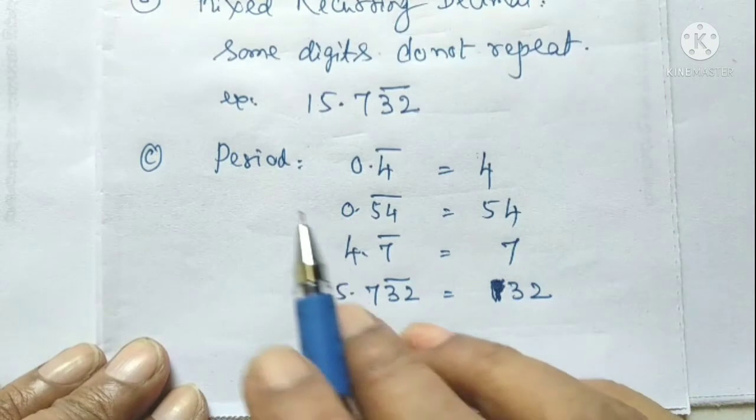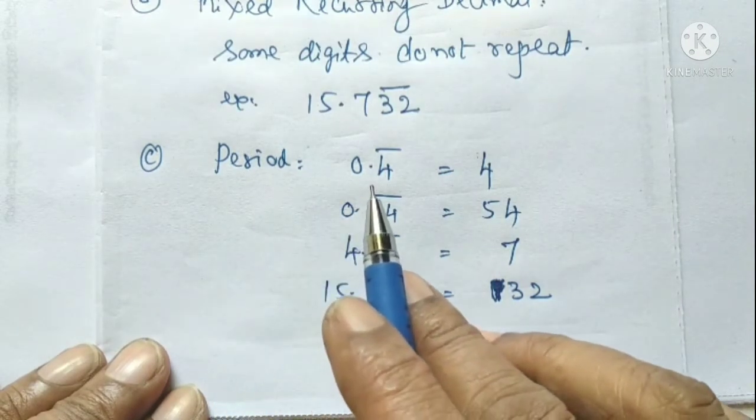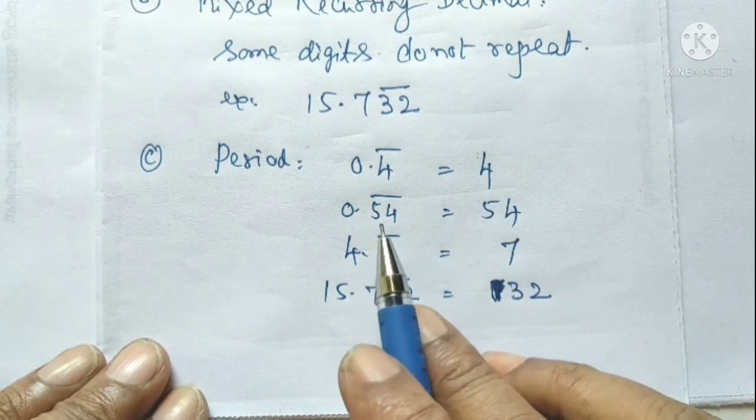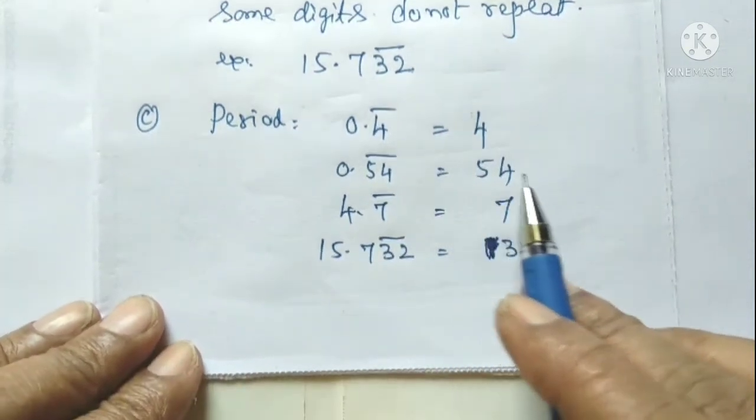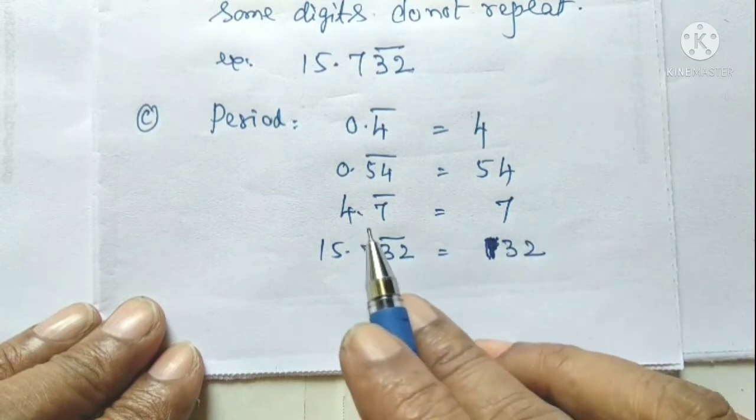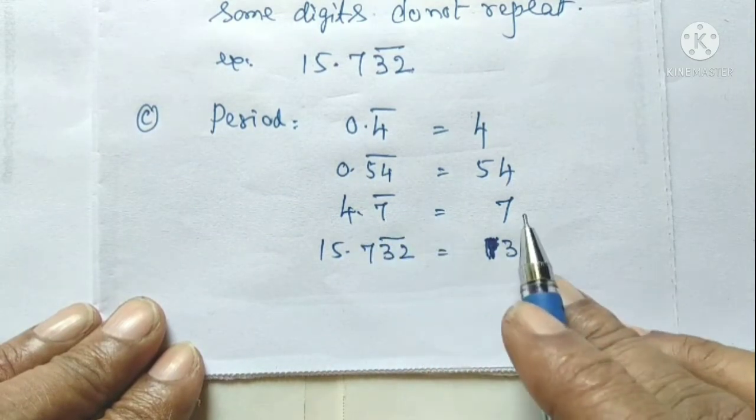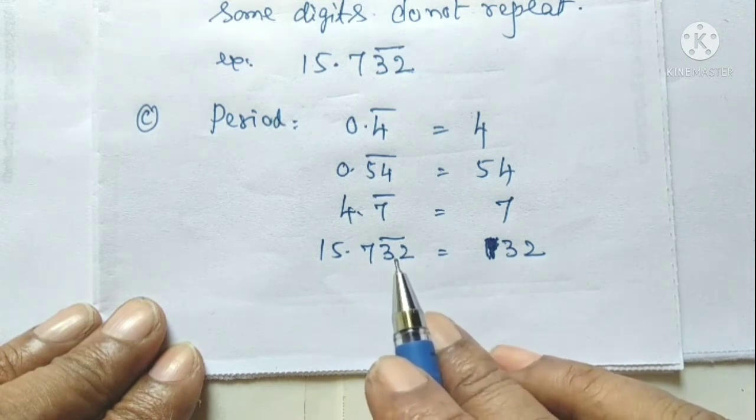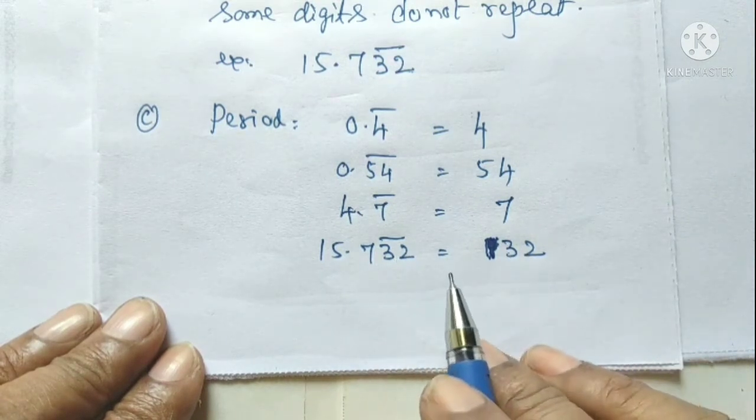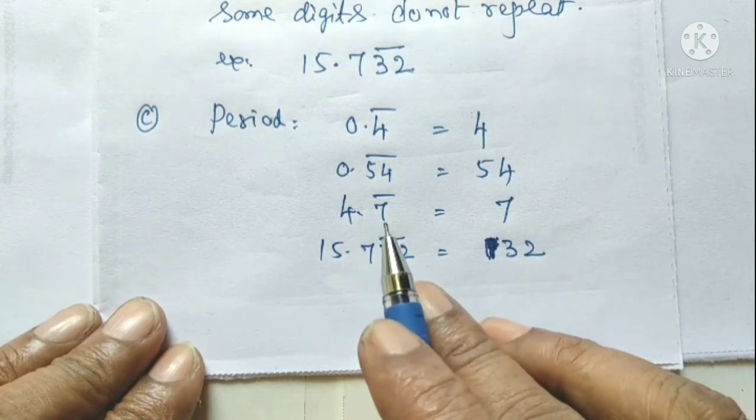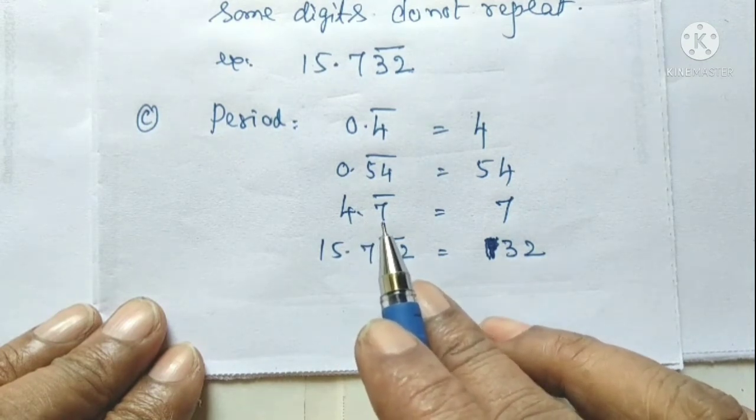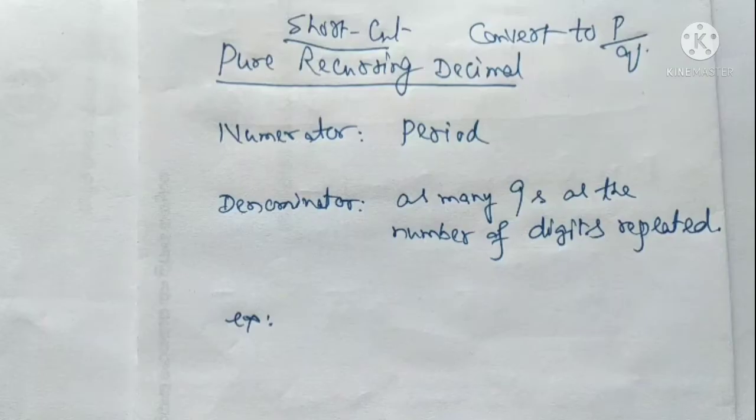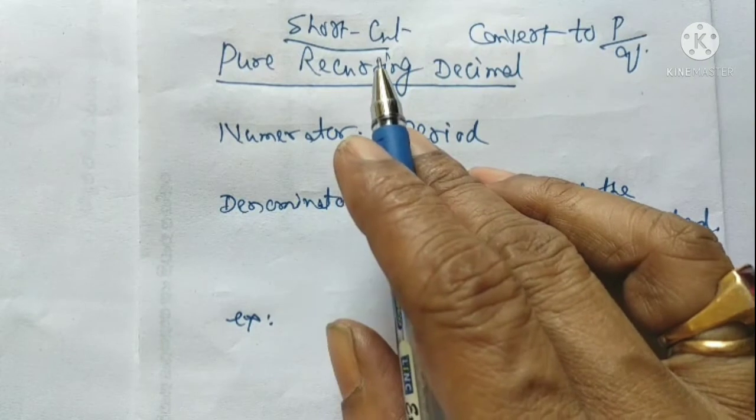Now, another thing is, what is the period? In the case of 0.4 bar, the period is 4. In case of 0.54 bar, the period is 54. In case of 4.7 bar, it is 7. And in the case of 15.732 bar, the period is 32. Period means after the decimal, only the recurring part is called the period of the decimal. Okay? Now let us see the shortcut form.